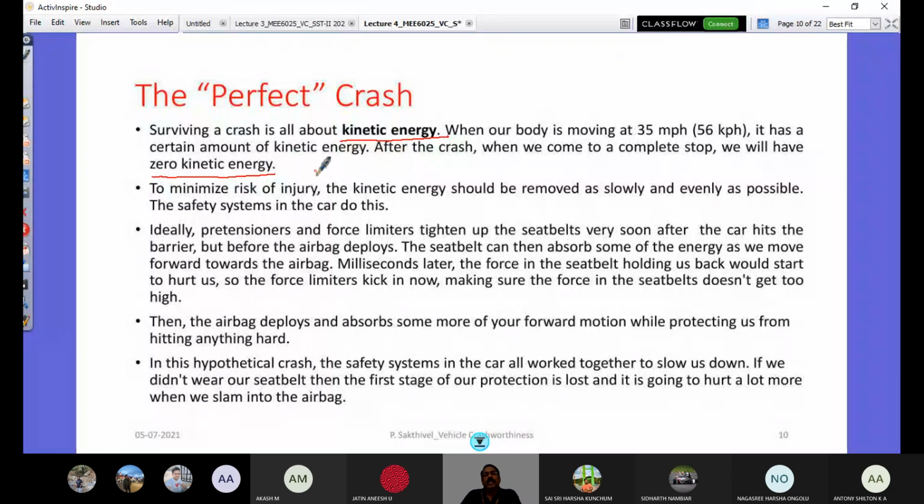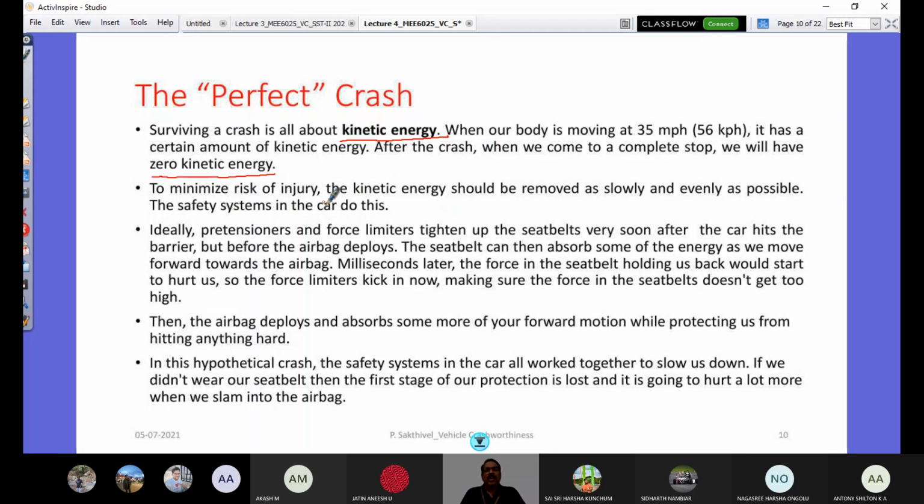Right. So what we were talking about in our previous lectures is called the crash pulse. The crash pulse should be zero at the end of the event. Right. There should not be any crash pulse entering into a human occupant inside. So if at all it enters, that level should be very much below the tolerable level of decelerations of the human. That's what we were seeing in the previous classes.